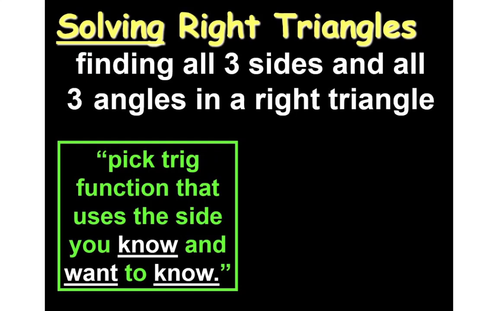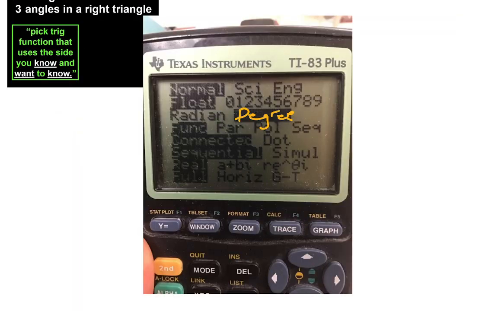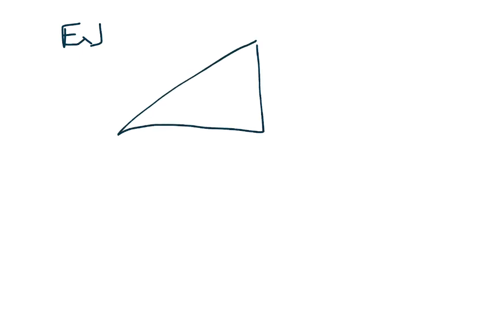Now, when you're solving a triangle, you want to pick the right trig function. It's got to use something you know and something you want to know. What about this example, which maybe feels like there is more that we want to know.